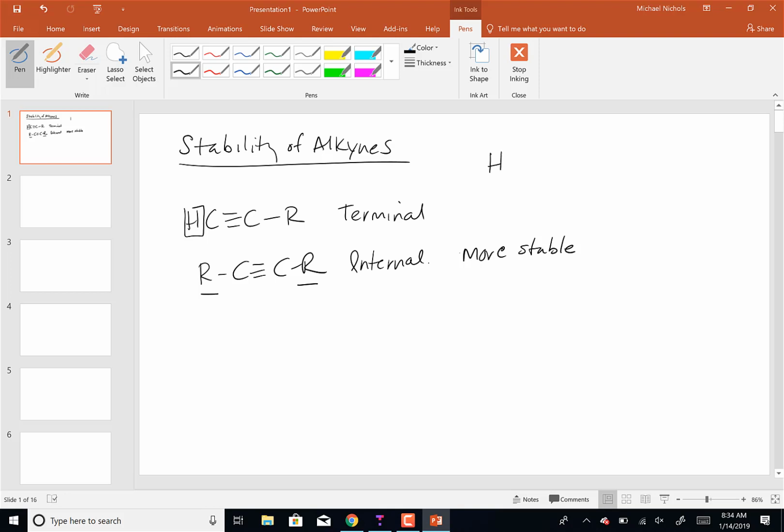Now, if you have no alkyl groups attached, then you have C2H2, which is called acetylene. And acetylene is a gas. Acetylene's used, probably its biggest use is in welding, because it burns really hot. And so if you want to have a good torch to melt metal and do welding, you use an acetylene torch, which is a mixture of oxygen and acetylene.